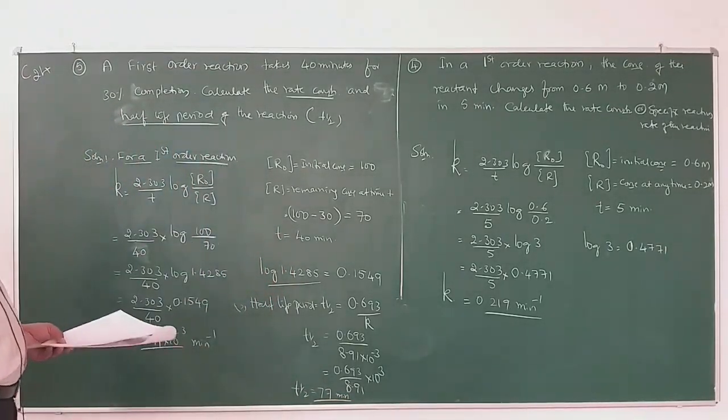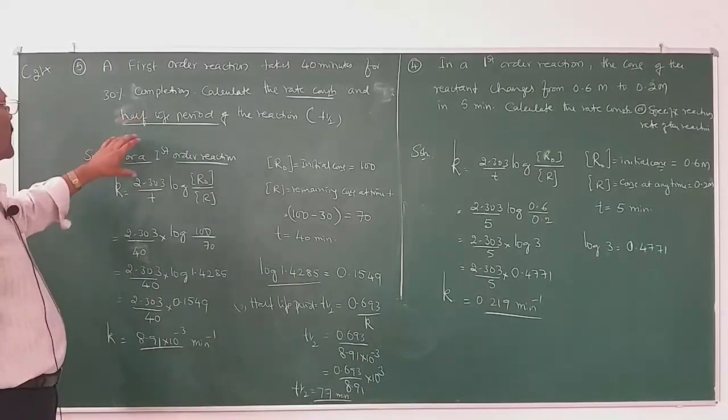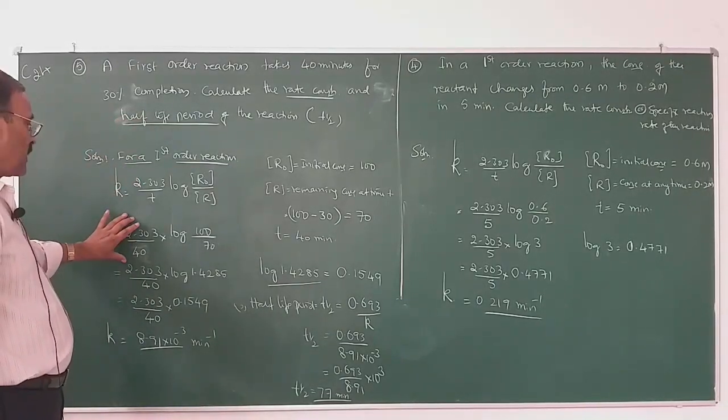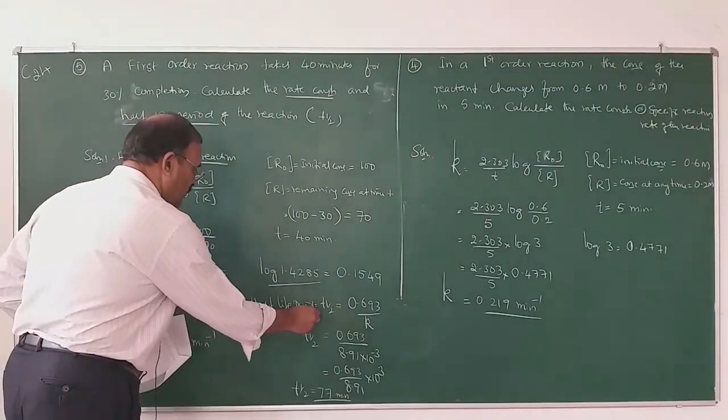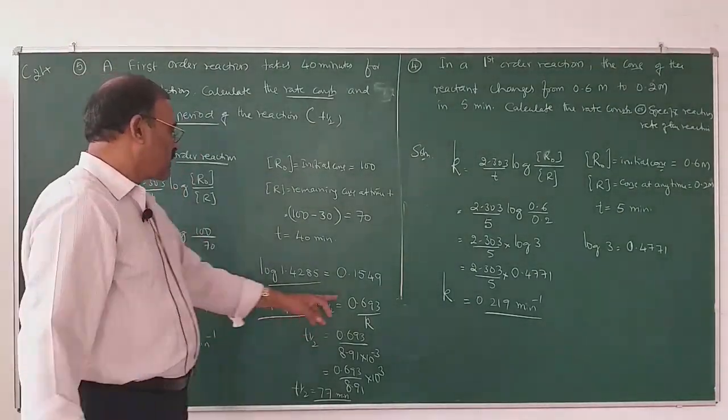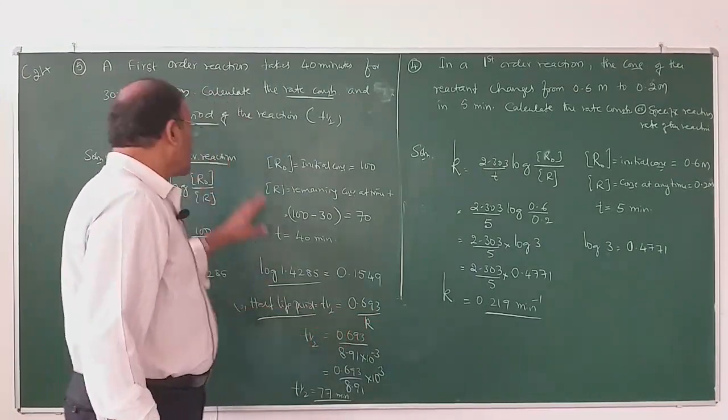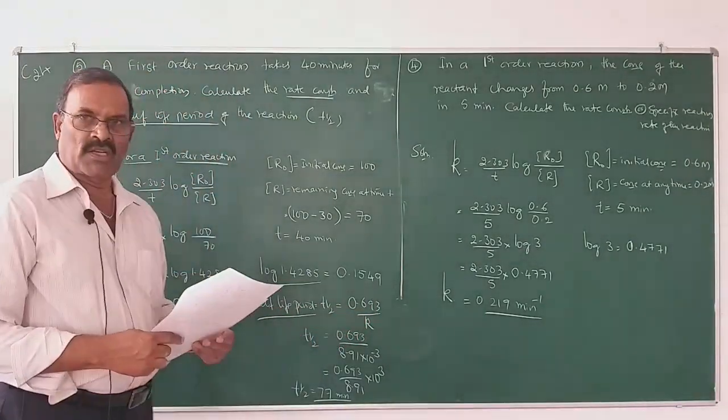So this is how we can calculate rate constant of a reaction. If you know the rate constant, you can determine the half-life period using this equation, t half equals 0.693 divided by K. This is for first order reaction.